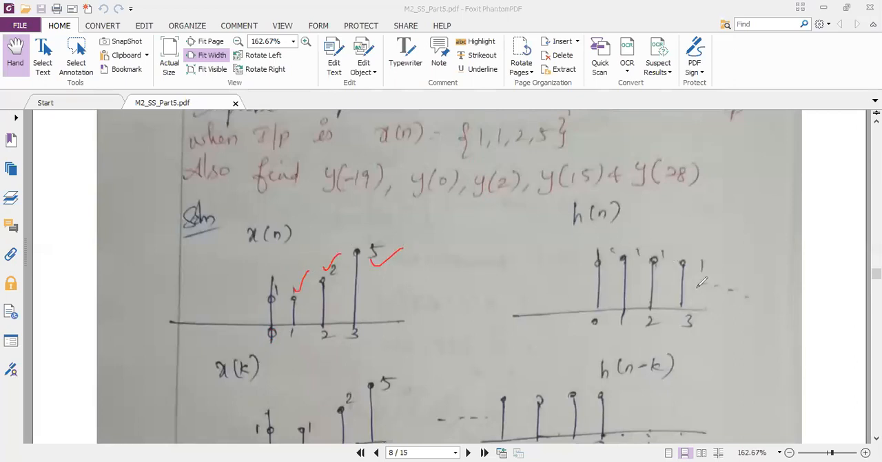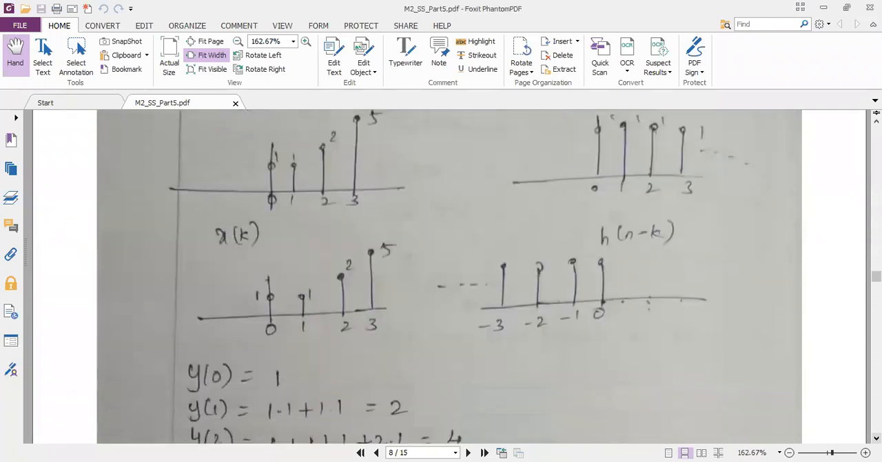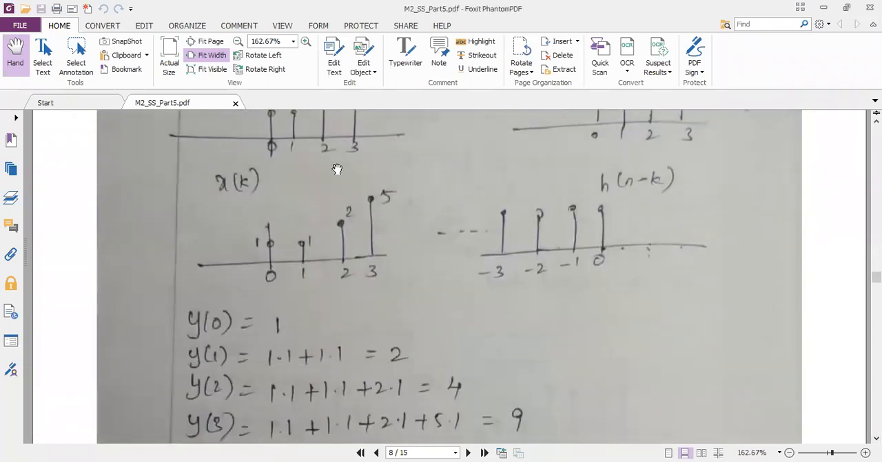And h of n, I know how to do that. After drawing h of n, I know the next step is x of k and h of n minus k. So x of k, there is no change. X of k is same, but h of n minus k, you know how is the shift.